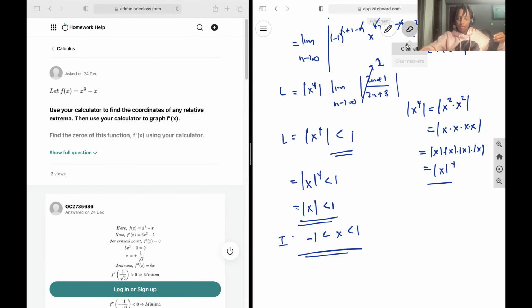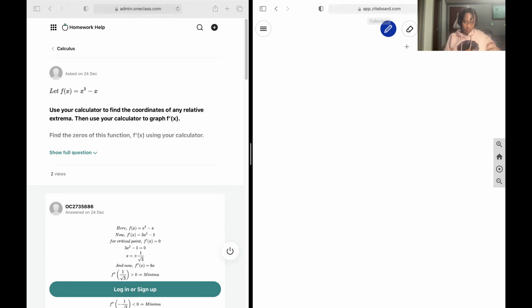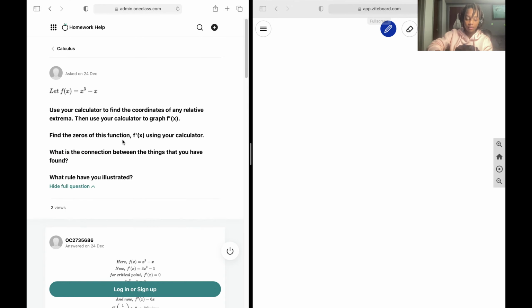Okay, on to the next question. Use your calculator to find the coordinates of any relative extrema, and the function f of x is equal to x cubed minus x. And then use your calculator to graph the derivative of that function, find the zeros, and what connection is there between the extrema of f of x and the zeros of the derivative of the function. What rule has been illustrated by this?